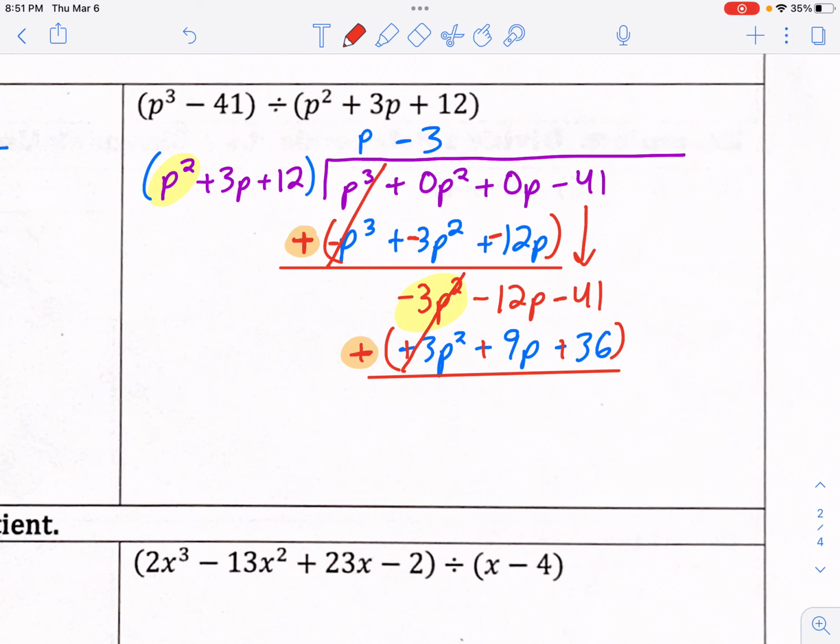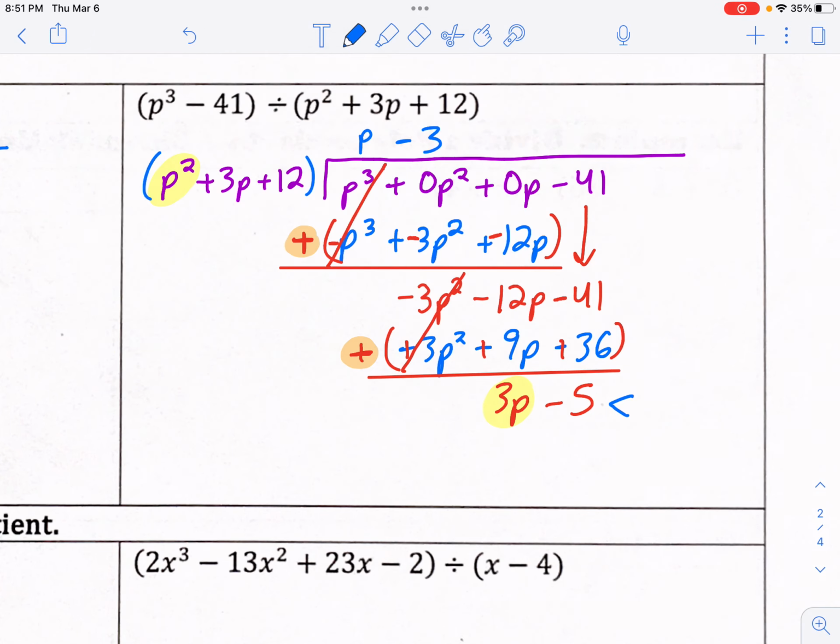These cancel. Negative 12 plus 9p, that's going to give me 3p. Negative 41 plus 36, that's going to give me negative 5. And then from there, this is when you notice you're done. Notice, there's no way to multiply this p squared to match up with that 3p. Again, we can't take away a p. We can't take away any of the variables we have. So that tells you you are done. There's no more you can do.